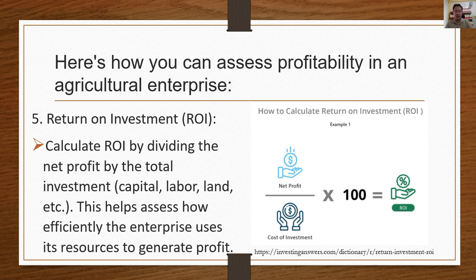Okay, so here, we calculate the ROI by dividing the net profit by the total investment, like our capital, our labor, land. So this helps assess how efficiently the enterprise uses its resources to generate profit.